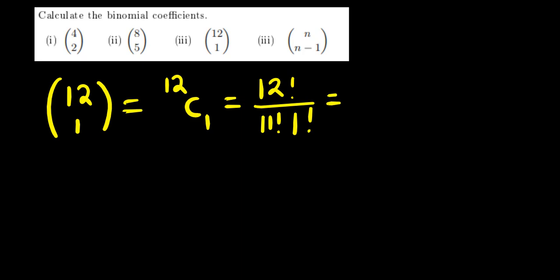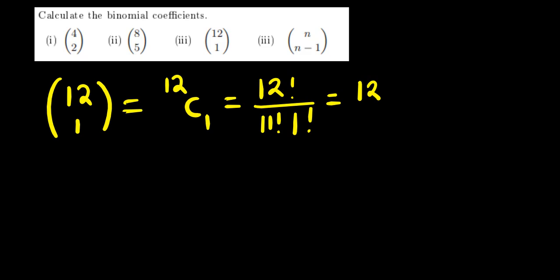Okay, so what do we now have? So how are we going to solve this one? 12 factorial is just the same as 12 times (12 minus 1), that is 11, then a 1 factorial.